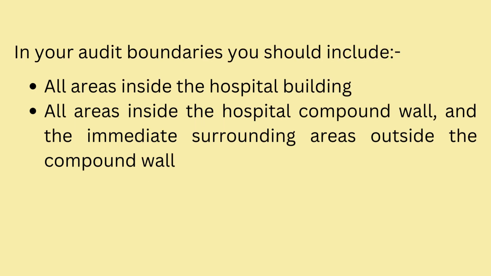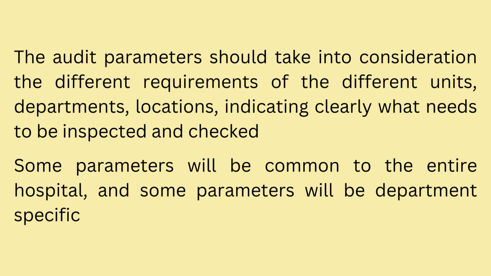In your audit boundaries, you should include all areas inside the hospital building, all areas inside the hospital compound wall, and the immediate surrounding areas outside the compound wall. The audit parameters should take into consideration the different requirements of the different units, departments, locations, indicating clearly what needs to be inspected and checked. Some parameters will be common to the entire hospital, and some parameters will be department specific.